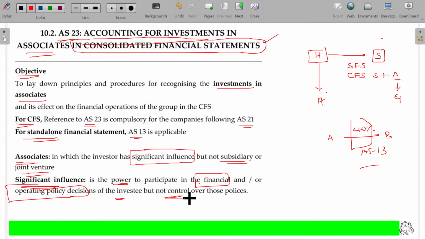If I say that Mr. A should be appointed as a director and no one can object, then it's called control. If they say, okay sir, that will also be taken care of, if it is possible we will appoint, then it is called significant influence. Hope you are now able to understand the difference between control and significant influence. Clear?